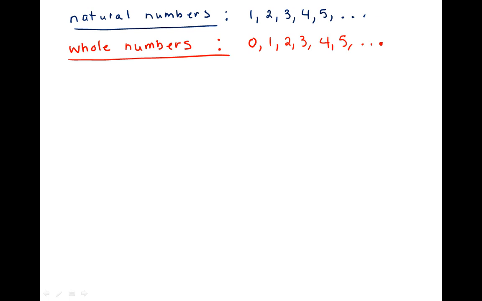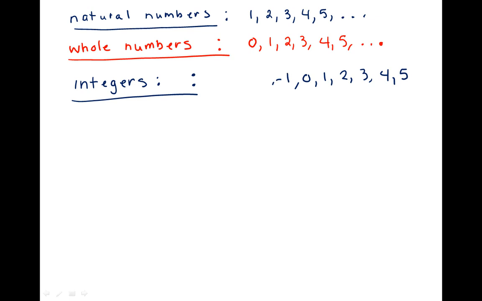Now, if we take the whole numbers, we're going to talk about the integers. So we have 0, 1, 2, 3, 4, 5. Okay, natural numbers and 0 make up the whole numbers. Now, if we add -1, -2, -3, getting smaller in that direction, those are our integers, getting bigger in that direction.